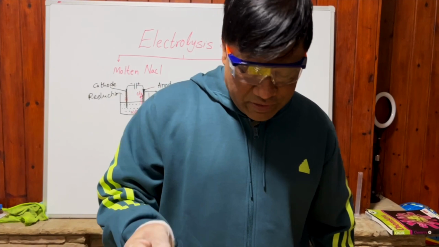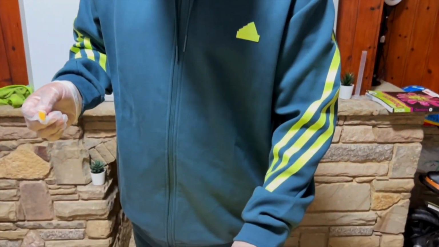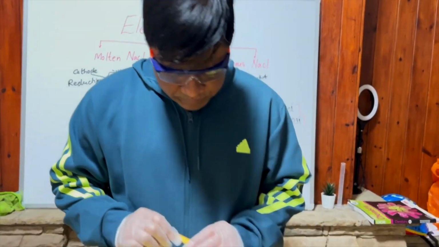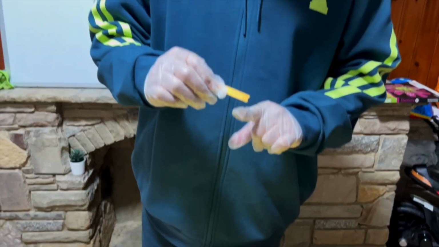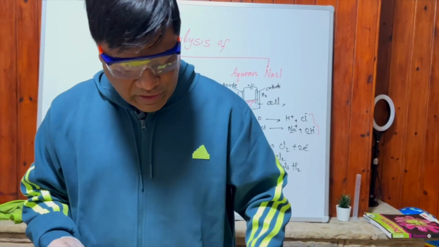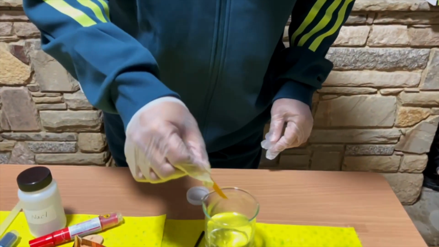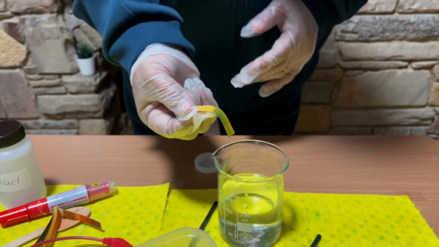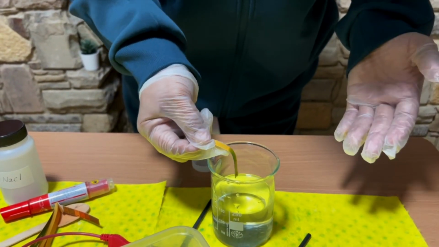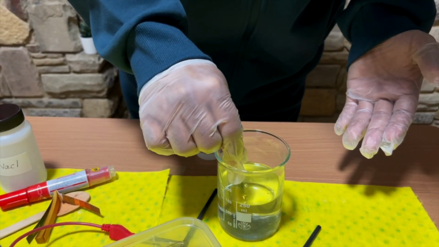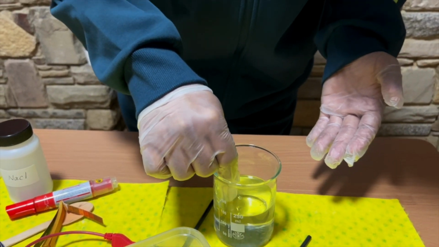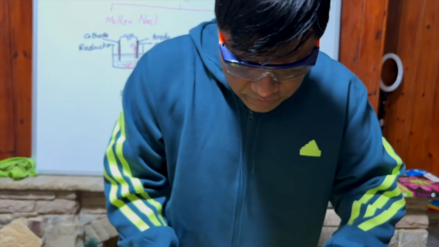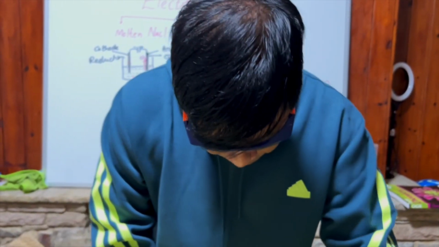I want to check the formation of sodium hydroxide by using the red litmus paper. Red litmus paper turns to blue if the solution is alkaline. Look at that. See that? It's turning green, then slowly it turns to blue, and this clearly indicates the formation of sodium hydroxide in the solution. I want to show you one more time.